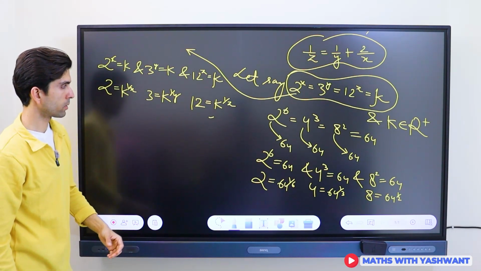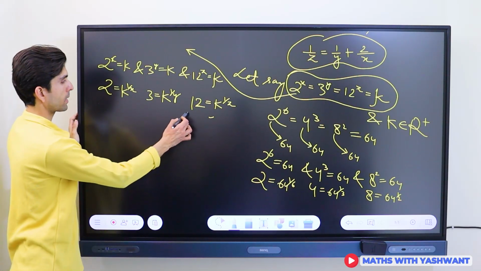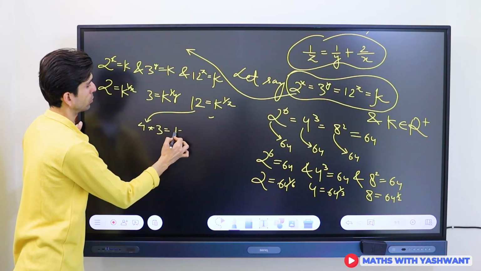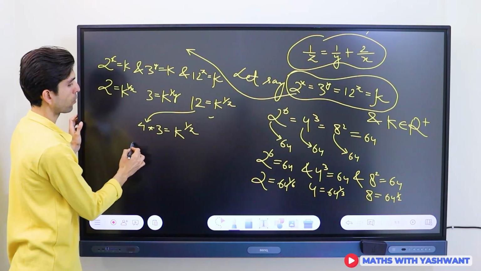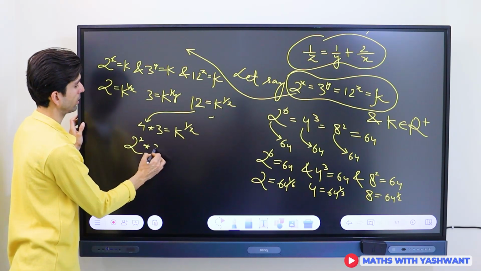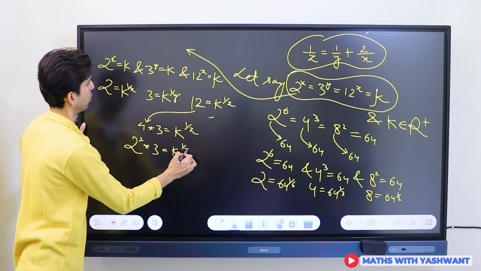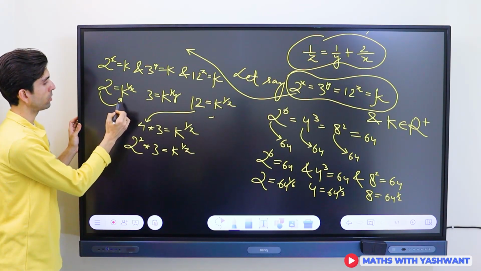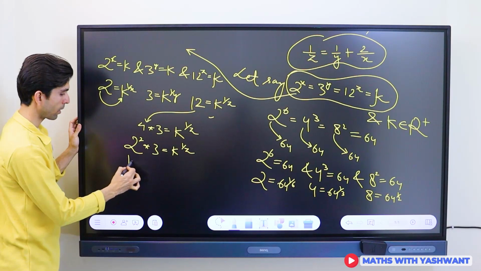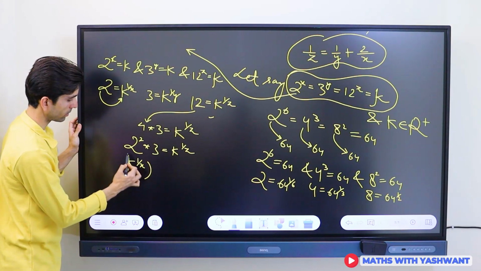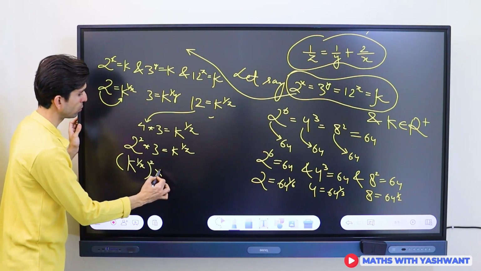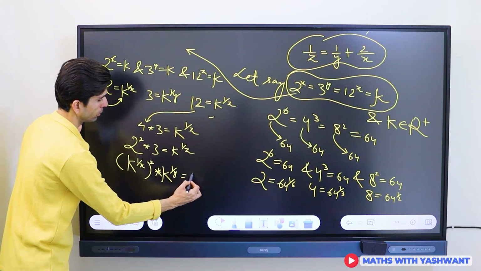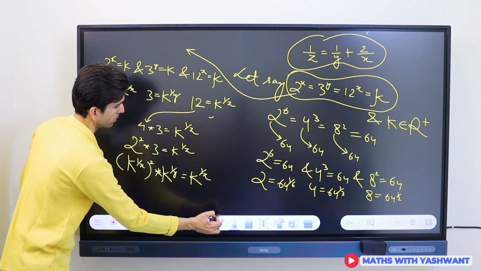Let's move forward. For 12, I can say it is 4 into 3, which is equal to k to the power 1 by z. For 4, I can say 2 to the power 2 into 3 is equal to k to the power 1 by z. Now for 2, we have k to the power 1 by x. So we put the value of 2, k to the power 1 by x, which is further raised to the power 2. And for 3, we have k to the power 1 by y, which is equal to k to the power 1 by z.